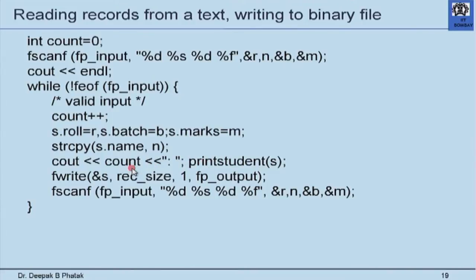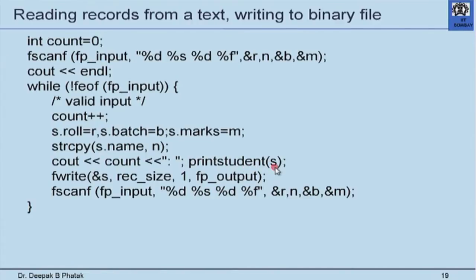I say count, that is the first record, second record, whatever, and I say print student in bracket s. What is print student? You remember, we had written a function print student. So it invokes that function. It takes S as the parameter, which is the structure to which values have been assigned, and this function will print the separate components of S.